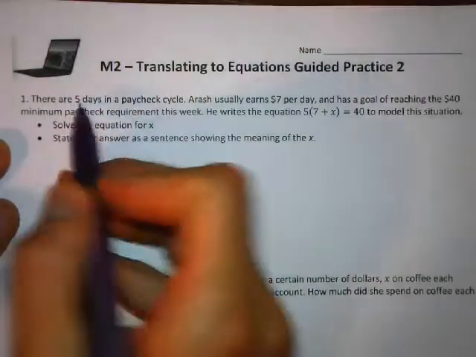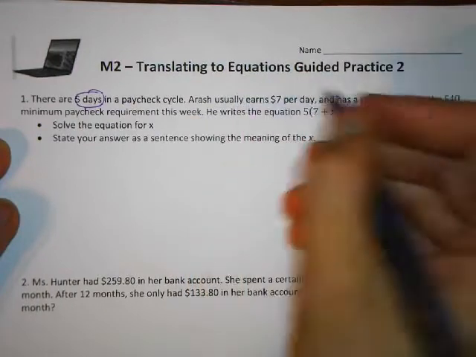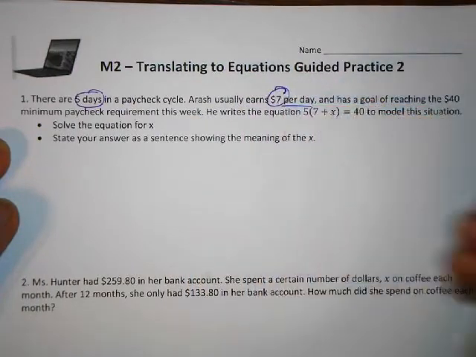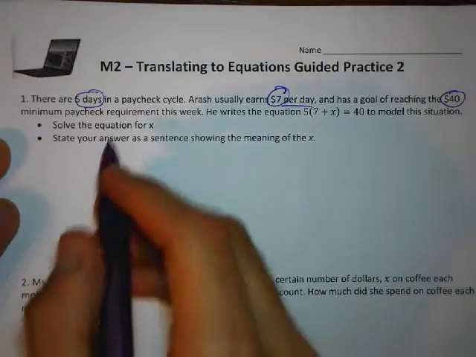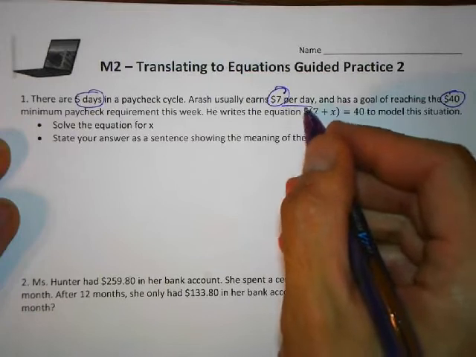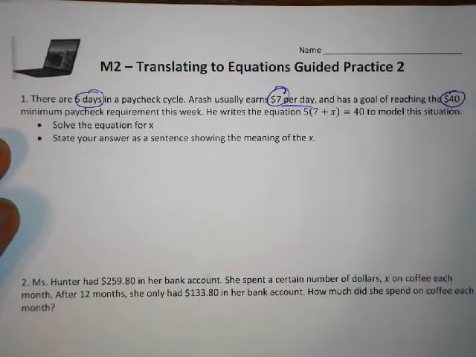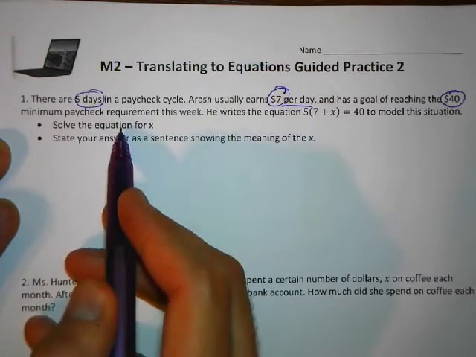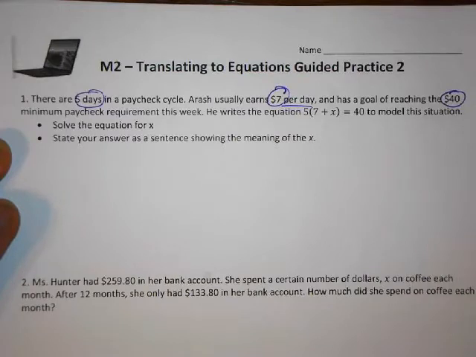Alright, so one, there are 5 days in a paycheck cycle, and Arish usually earns $7 per day. He has a goal of reaching $40 minimum paycheck requirement this week. So he writes the equation 5 times the quantity 7 plus x is equal to 40 to model this situation. We've got to solve the equation for x, and then we need to state our answer as a sentence showing what x actually means. So let's think about this for a second.